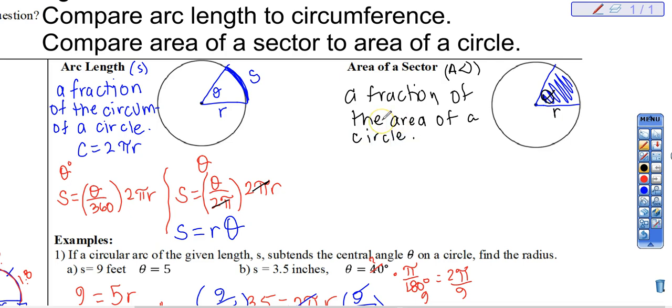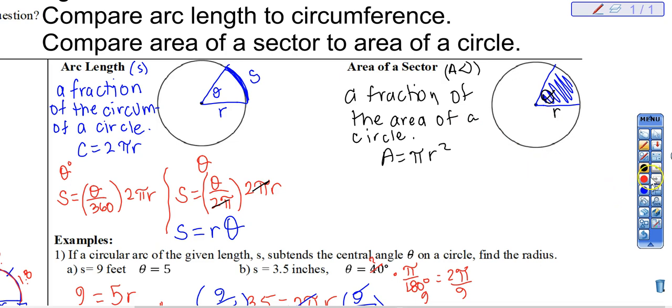Or a percentage, or a portion. So what formula is important for you to access is the formula area of a circle is pi radius squared. That's the important one to know.